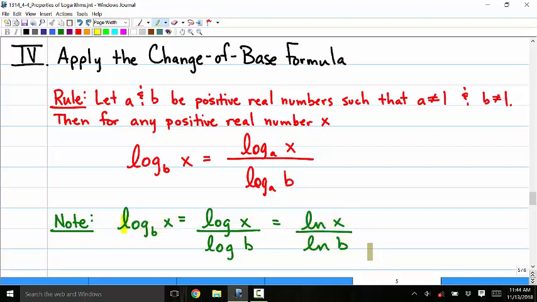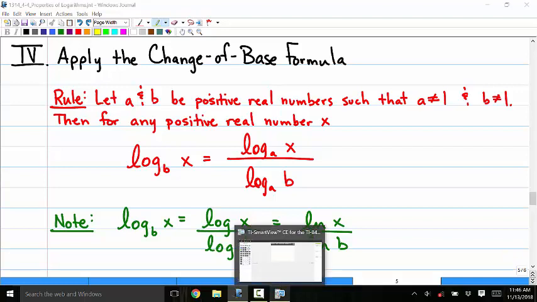Quick review on your calculator. What are the two bases on your calculator? Base 10 and base e, right? So up until now, you've only been able to use base 10 and base e on your calculator. Now you can find any base. Let me pause it and go open calculator.